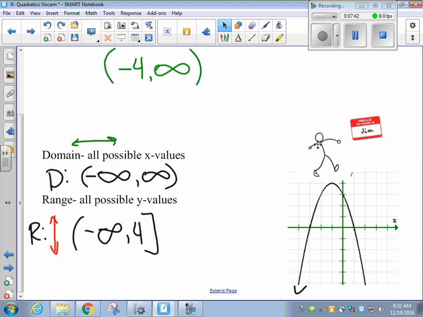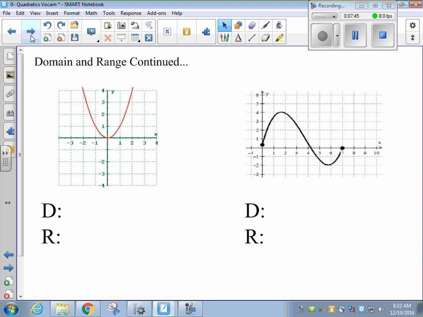All right, so we have two examples here. Go ahead and pause the video and see if you can find the domain and range of these two graphs.